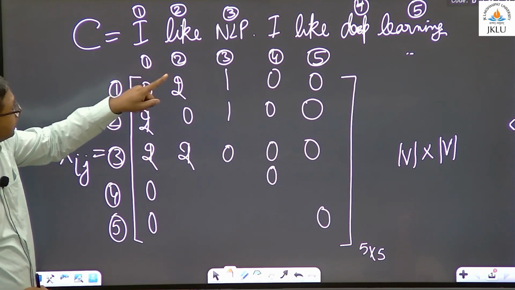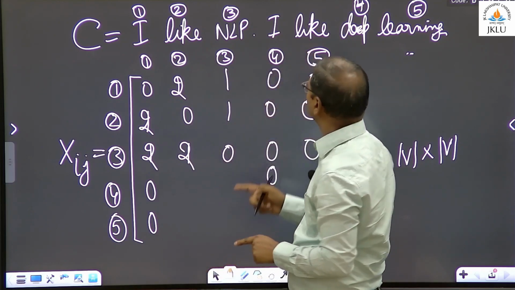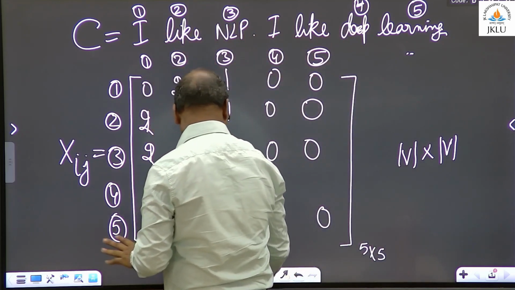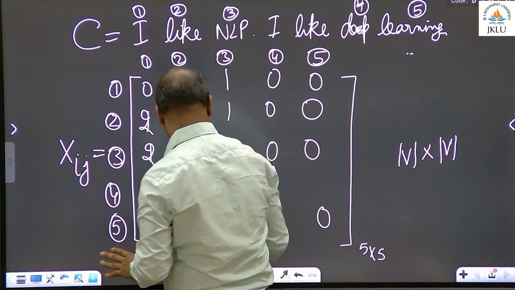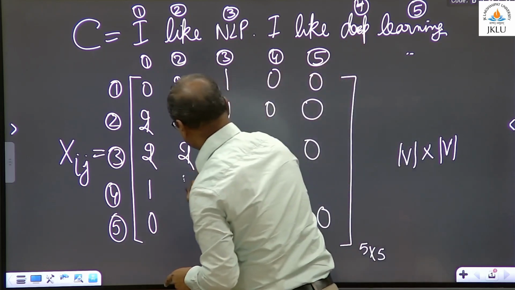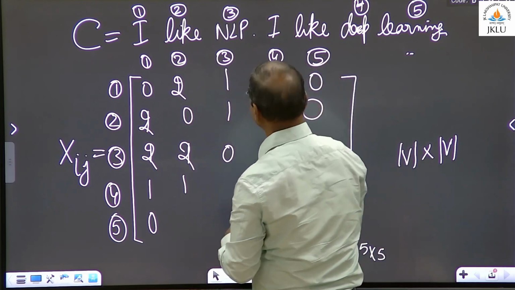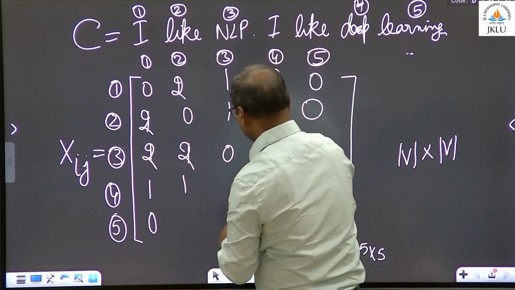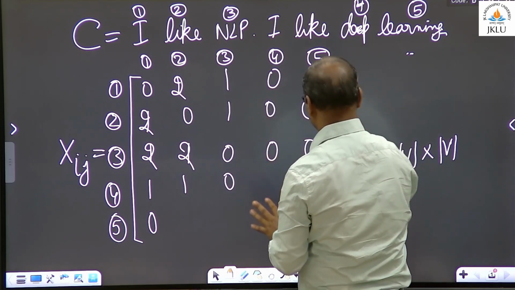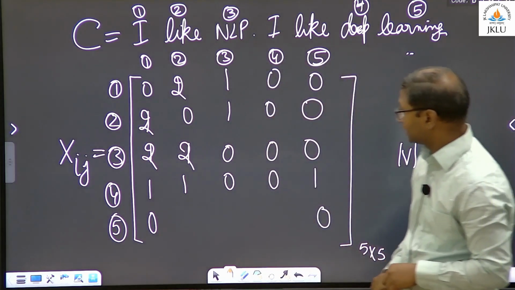Fourth is deep. Like. So deep and I. So will it be 1 here? 1 here, and then in the context of deep, I also have like, 1 here. What else? I don't have NLP. 1, and then this guy will be 0. Is that right? What will be the next one?